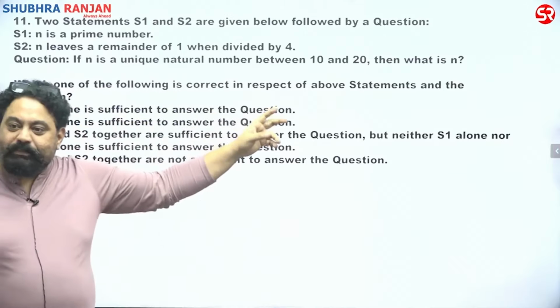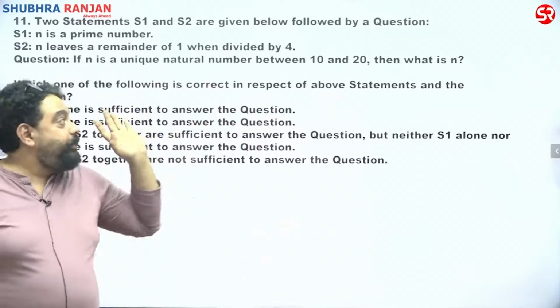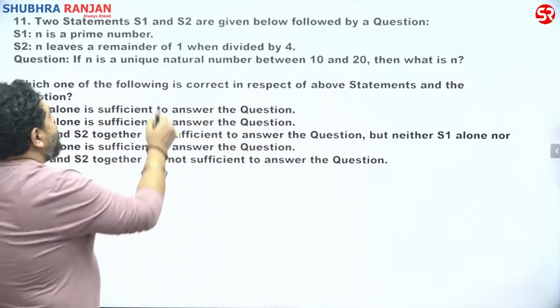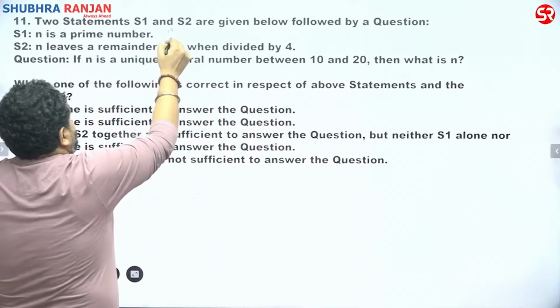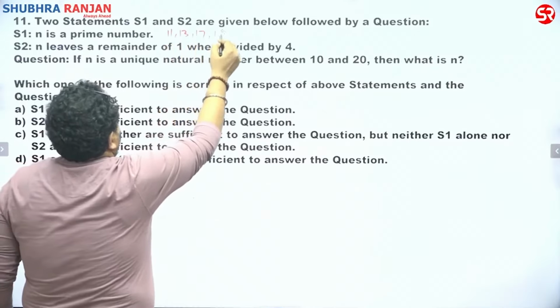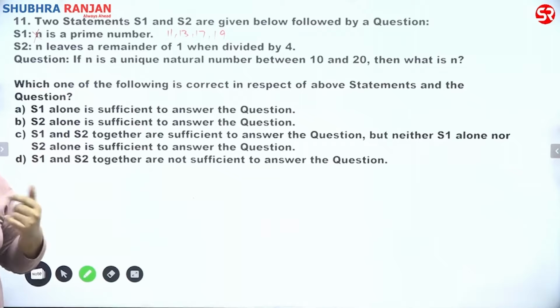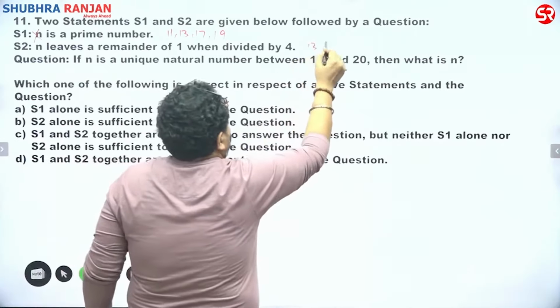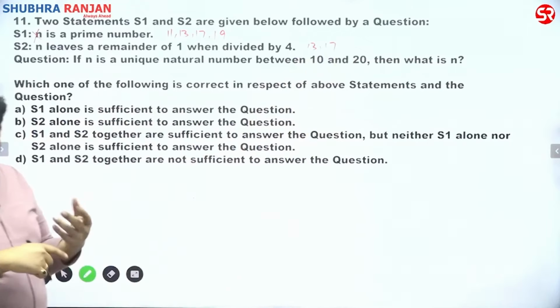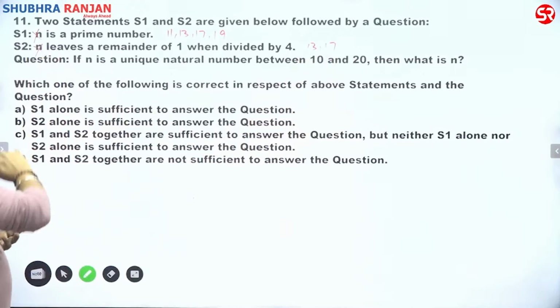Unique natural number lying between 10 to 20. First, he says n is a prime number, so 11 is also there, 13 is also there, 17 is also there, 19 is also there. So first is not giving you a unique answer. Right? Second, he says n leaves a remainder 1 when divided by 4. It can be 13. It can be 17. No, there is not a unique answer. Combining them together, 13, 17 again, it cannot be solved. Answer is D.